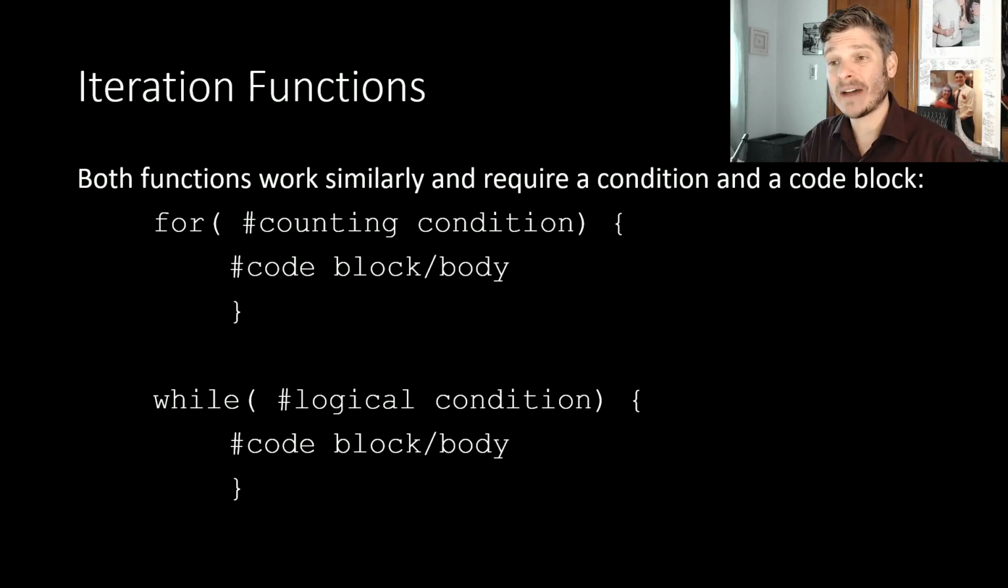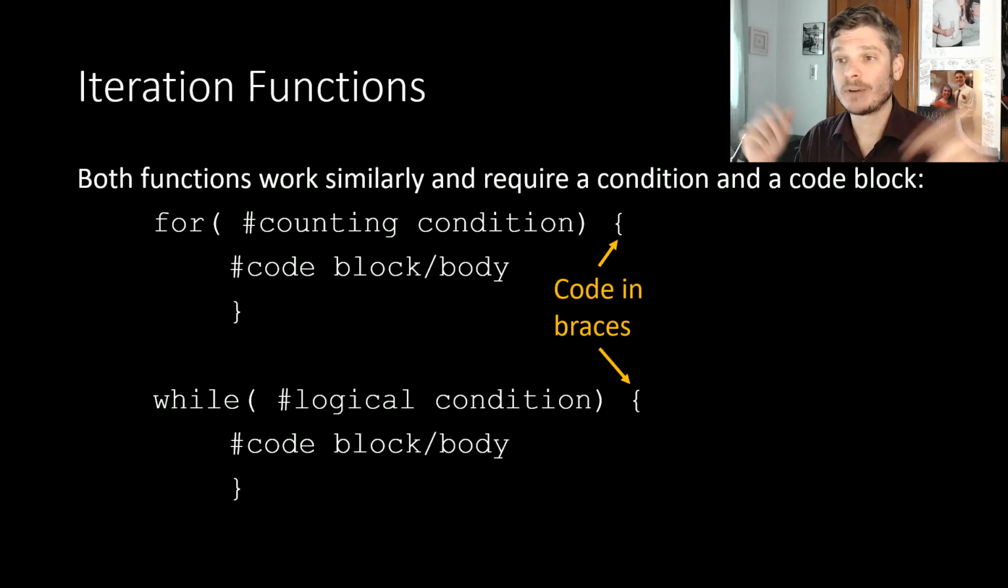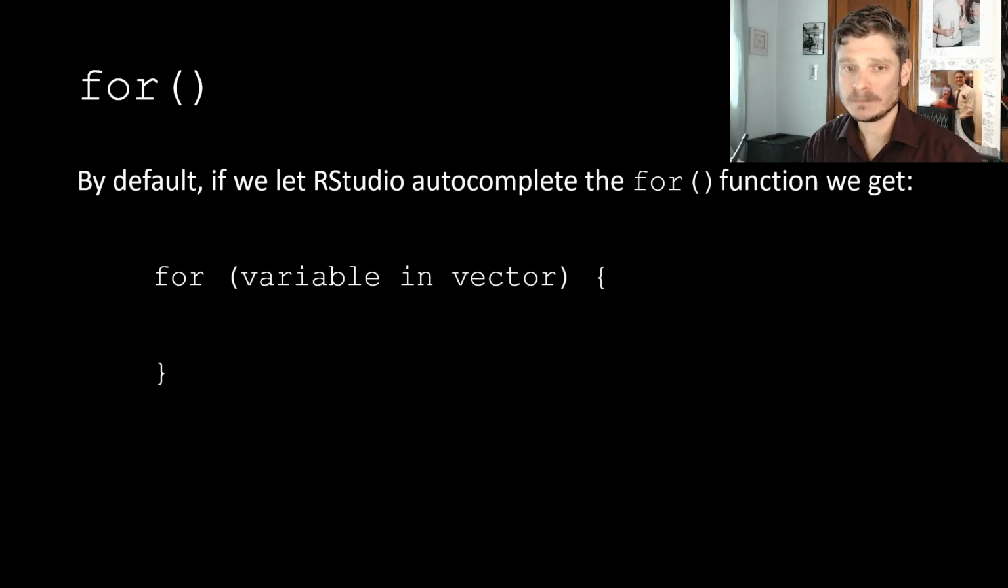Then after we have our condition in parentheses, the next thing we have is our code in braces, or that squiggly bracket, which is the code block that we want to run for however many loops. Now, by default, if we let RStudio auto-complete the for function for us, this is what it's going to look like. If you start typing for and then let RStudio auto-complete it, we get for, then parentheses, variable in vector, and then our squiggly brackets, which is where we would put our code block. So let's take a look at the thing piece by piece.